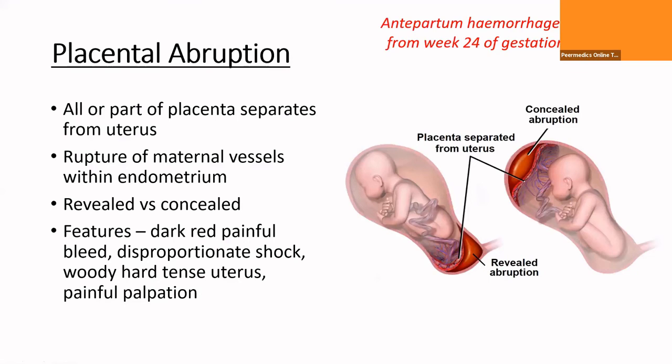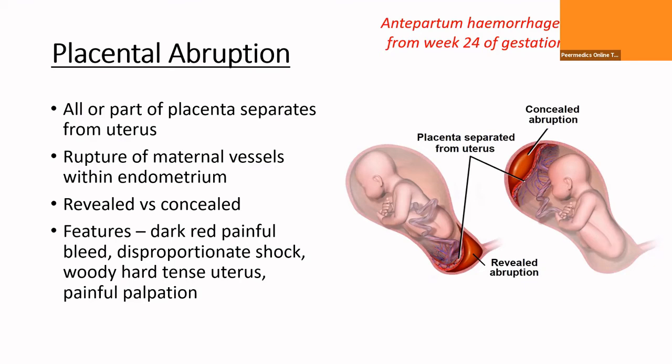So we've generally got two types of this as well. You've got revealed, which you can see in the image on the left, which is where the bleeding tracks down to the site of placental separation and drains through the cervix, and you get resultant visible vaginal bleeding. Or you've got concealed, which is where the bleeding remains in the uterus, typically forms a retroplacental clot, which you can see on the image on the right. The bleeding isn't visible, but you do still get all the signs and symptoms of this bleeding, and shock which seems out of proportion to what you can actually see.